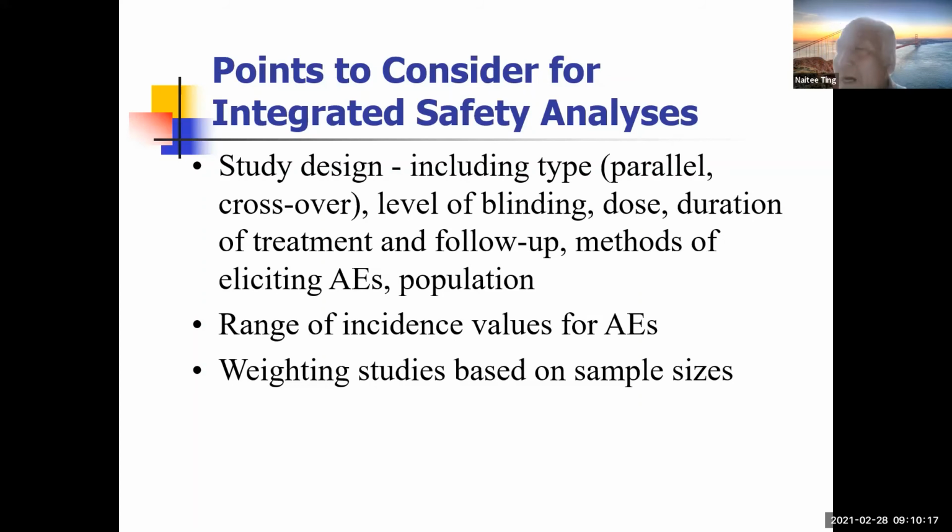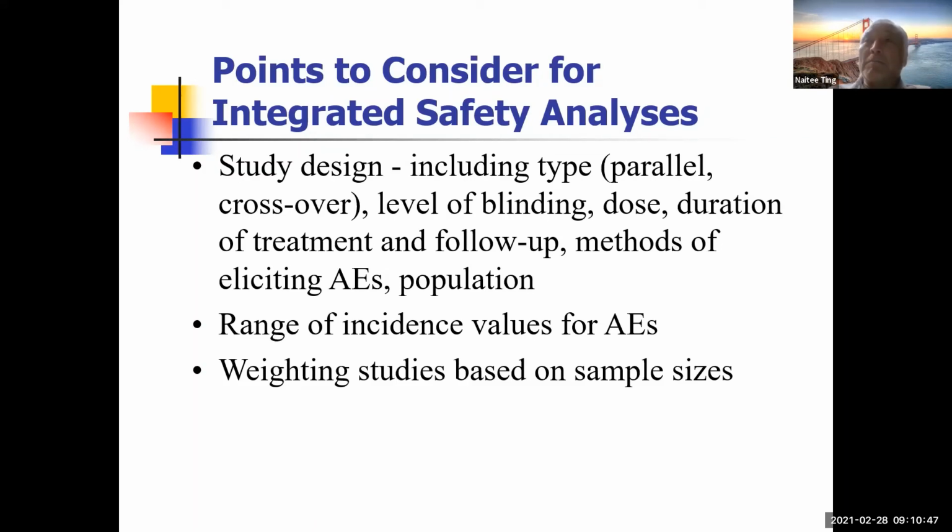So that's pretty much about the safety in the clinical trial. For safety analysis in the clinical trial, what should we be considering? The first thing is exposure. The denominator, exposure, is considered in three dimensions: duration, number of patients, and dosage. So we have a clear understanding about the exposure.